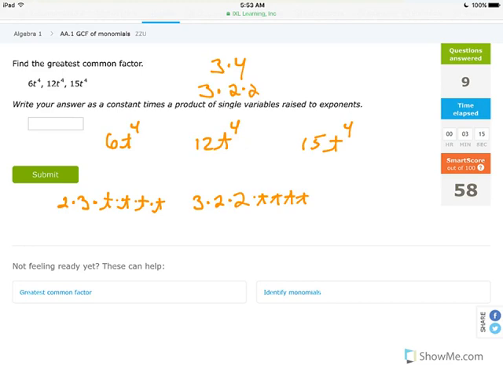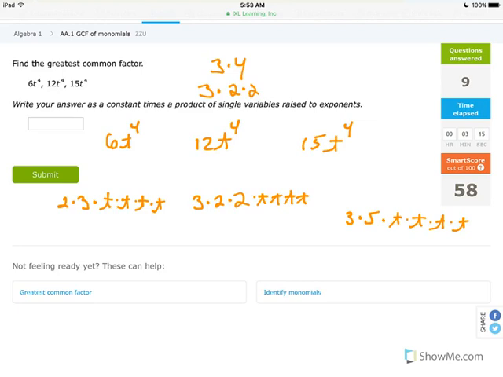And then the 15 is a 3 and a 5. 3 times 5 is 15, and then again you have 4 t's. And then we just want to scan through and see what they all have in common. So, do they all have a 2? The first one has a 2, the second one has a 2, the third one does not have a 2, so they don't have a 2 in common between all 3.